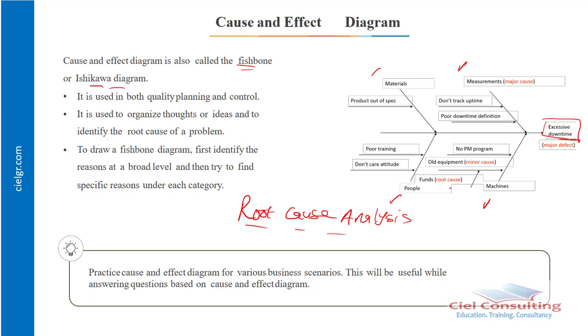All of these are part of the things that can help us do a diagnosis and determine what the root cause of our problem is. So don't forget that the cause and effect diagram is basically used to carry out root cause analysis.